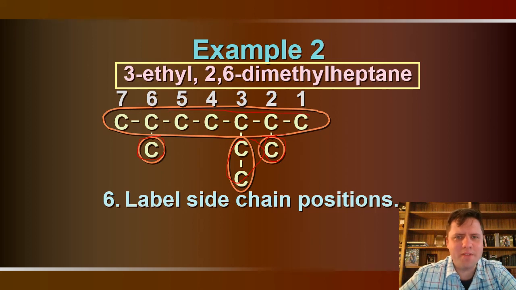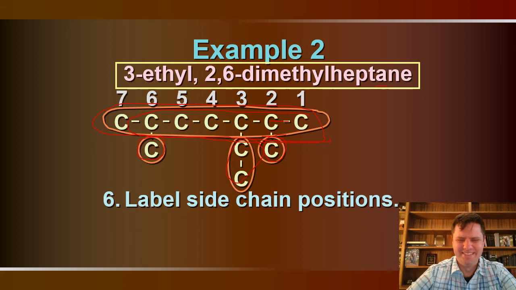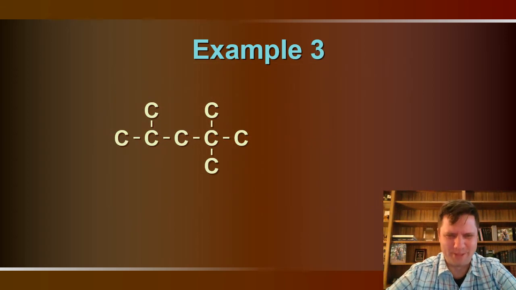Heptane, because there's 7 carbons in the big chain, and they're all single bonds, so we use ane there. So 3-ethyl, 2,6-dimethyl heptane. Now that's a mouthful. That's a lot. Let's do another example.